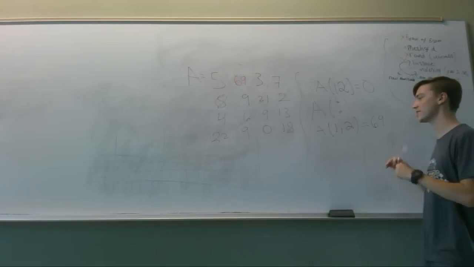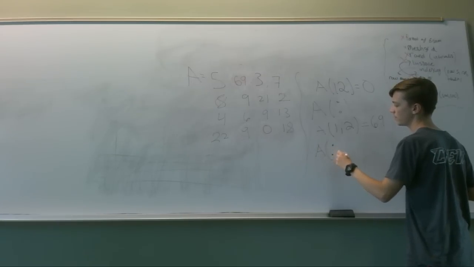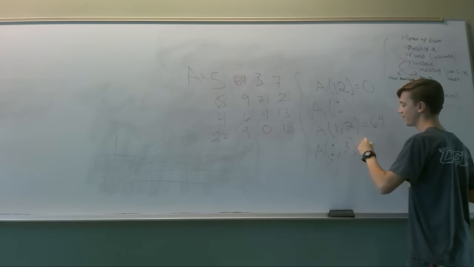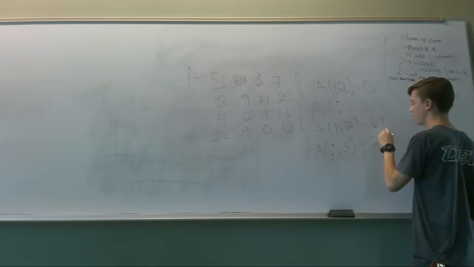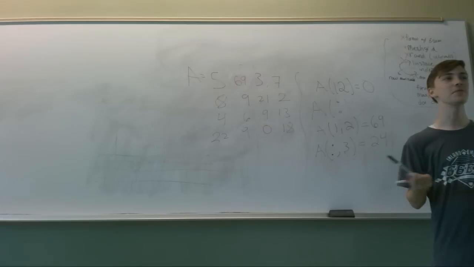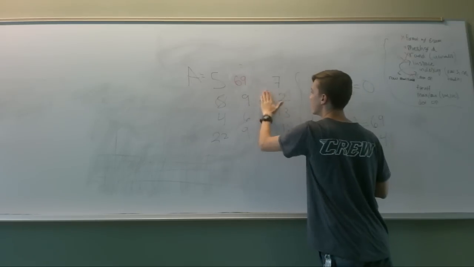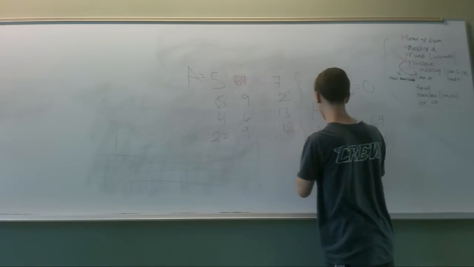I guess we could do this one, right? So let's say A, colon, comma, 3 equals 24. What does this one do? It's going to replace the third value of each row. Yeah, that's right. You could say it a different way. It'd be the third column, right? So all these values become 24.